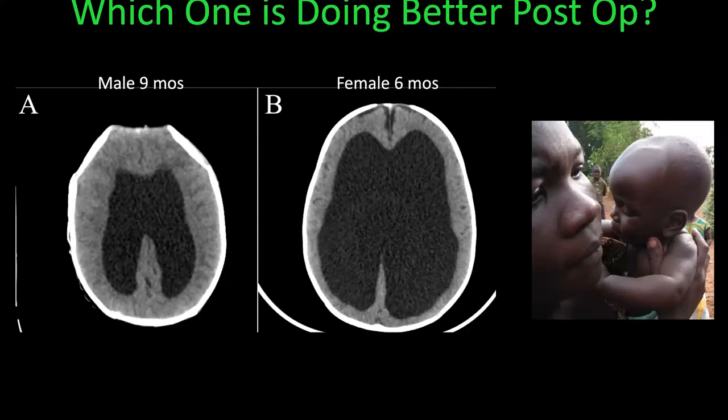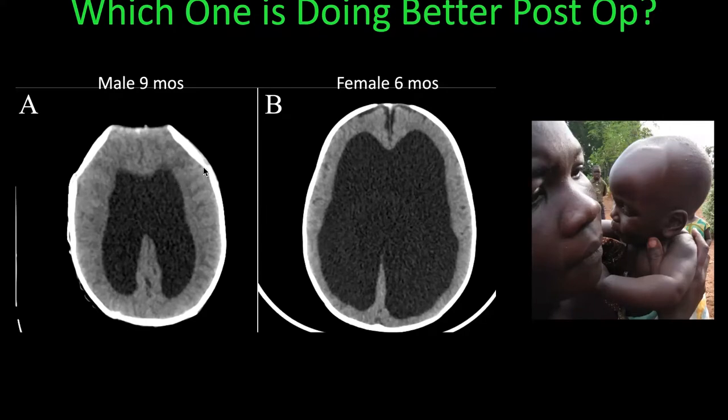I presume it is the right to me, the female 6 months. Very good. You see, you guys have to be careful as students. I put these scans up, scaled to their actual head size. Notice that the male here is older, but the head is smaller.